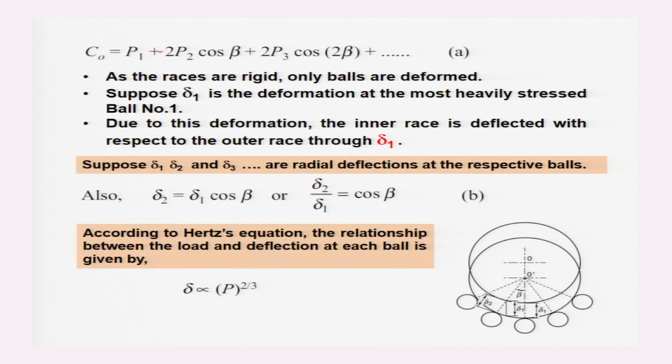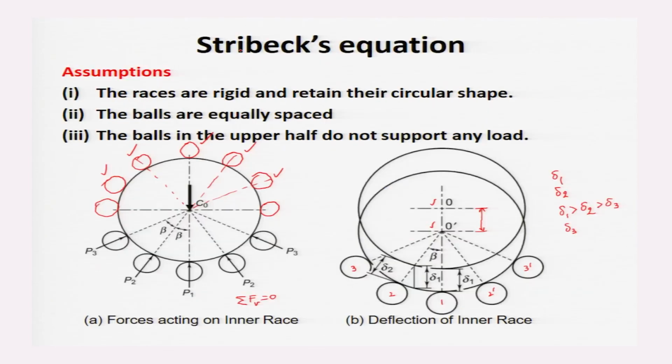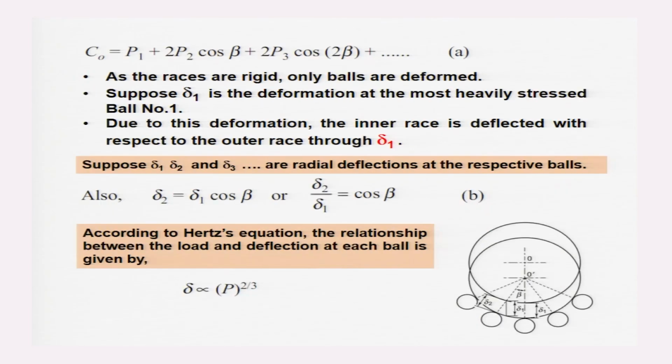C0 is equal to P1 plus 2P2 cos beta, where beta is the angle between the two balls, and this will be the same because the balls are equally spaced. So, the angle by which they are separated is beta and beta. So, C0 is P1 plus 2P2 cos beta plus 2P3 cos 2 beta.